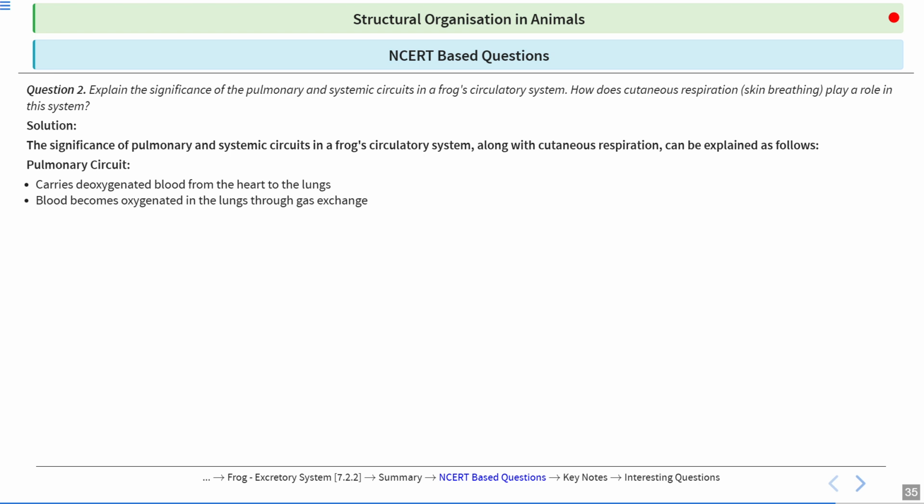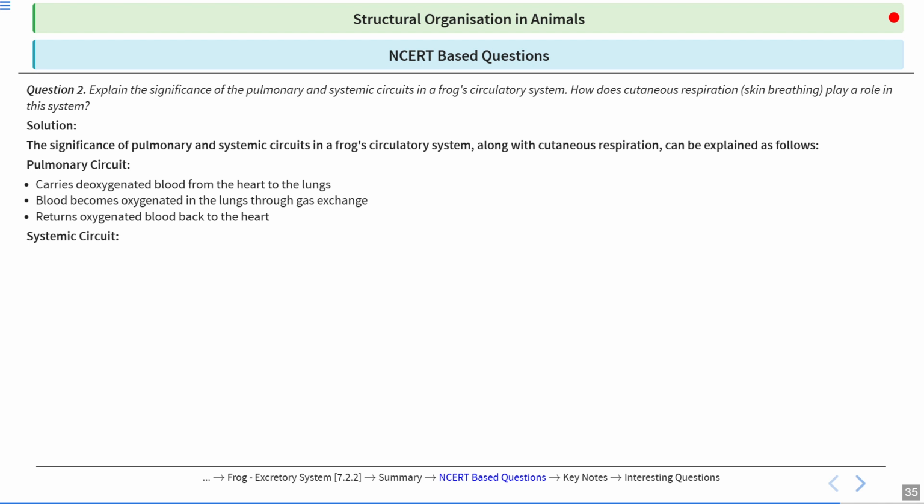Blood becomes oxygenated in the lung through gas exchange. So there is an exchange of gases in the case of lungs, and that makes the blood purified. Okay, and it becomes oxygenated. Returns oxygenated blood back to the heart, and once it gets oxygenated, the oxygenated blood is brought back to the heart.